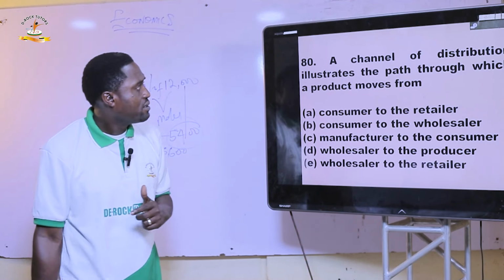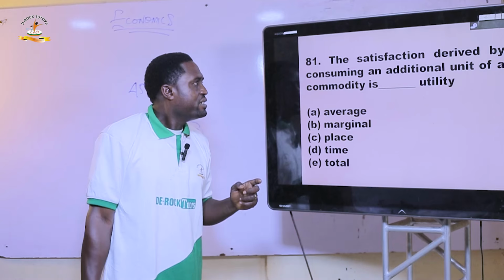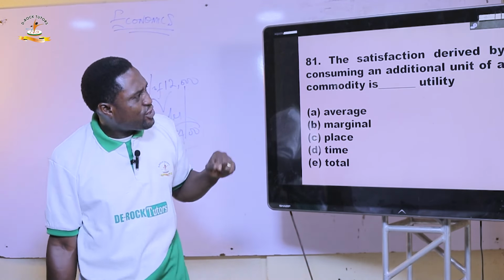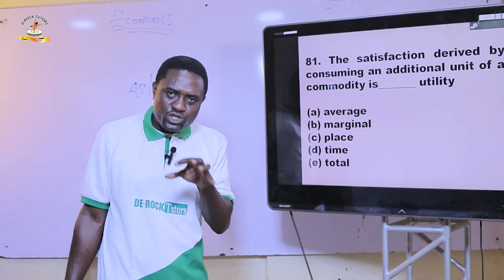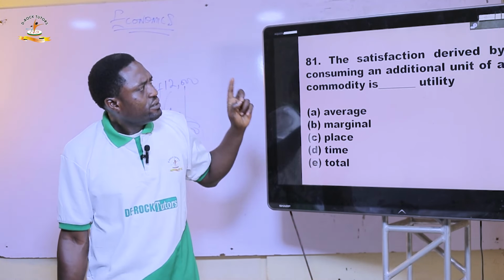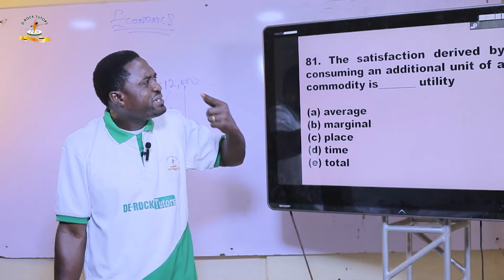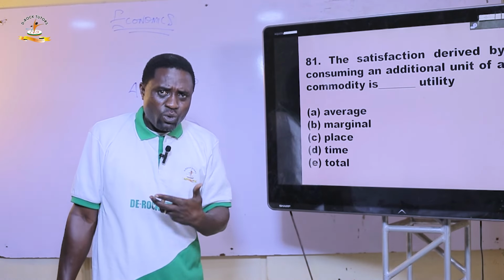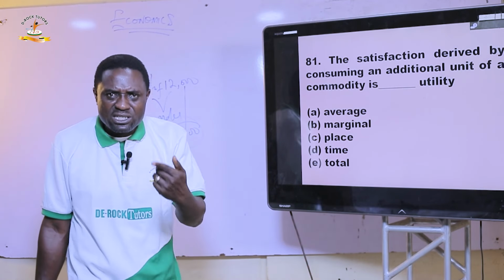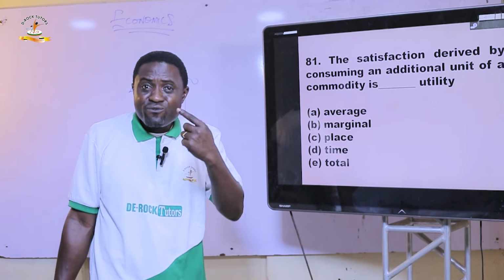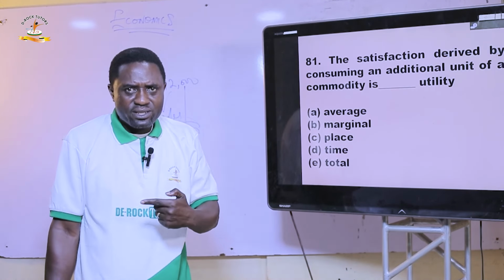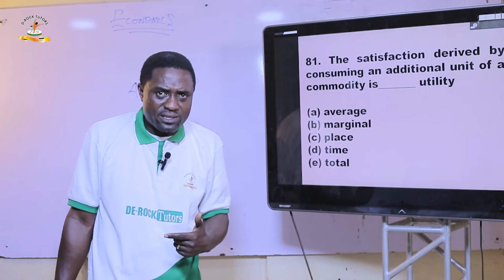The next question, 81. The satisfaction derived by consuming an additional unit of a commodity is dash utility. The satisfaction derived by consuming an additional unit of a commodity is what? It is marginal utility. What is marginal utility? It is the extra satisfaction you derive from consuming additional units, from consuming one more unit. That's what is called marginal utility.